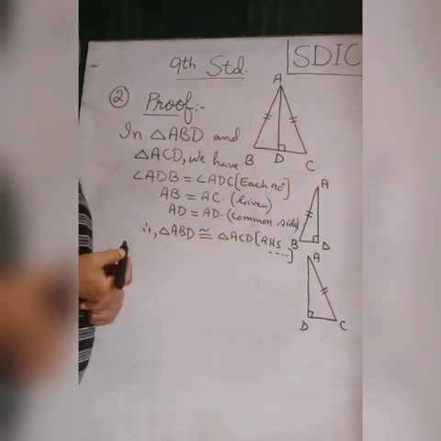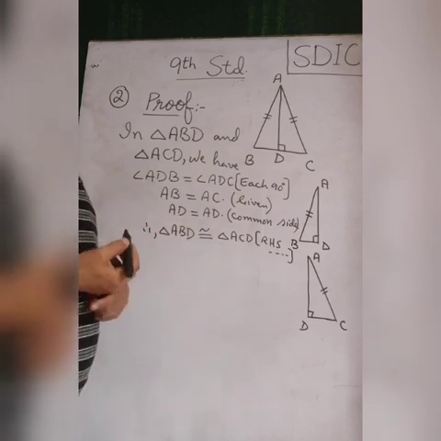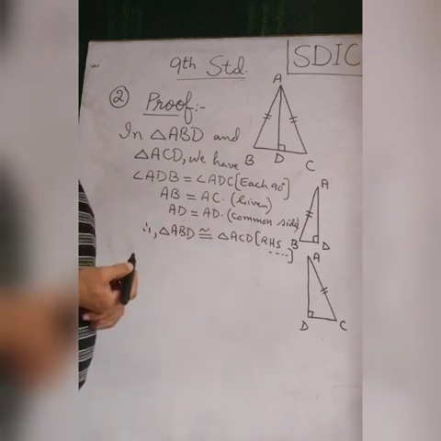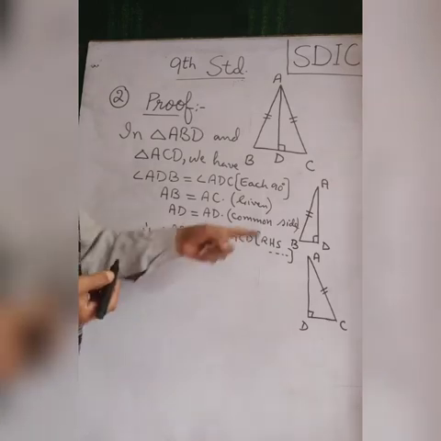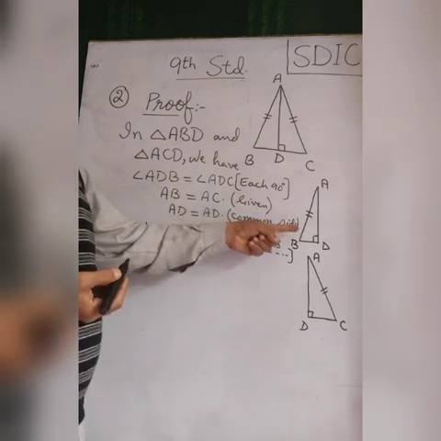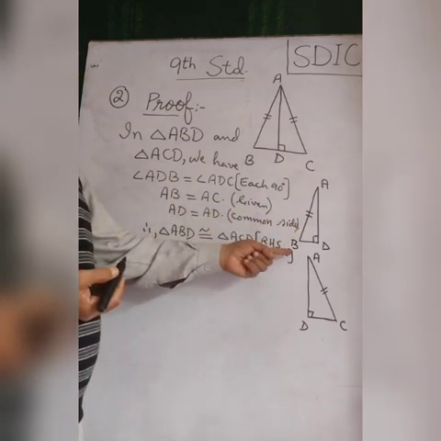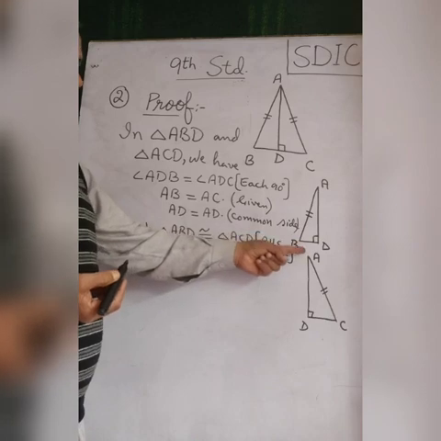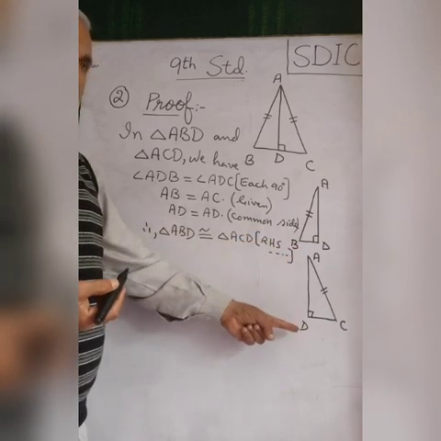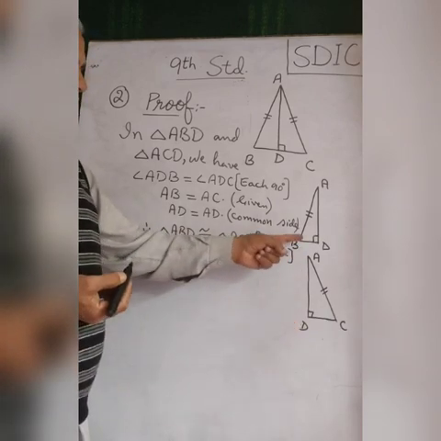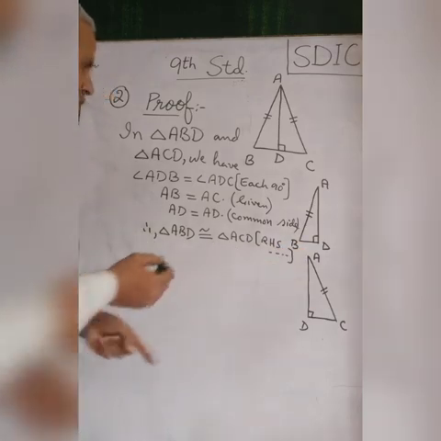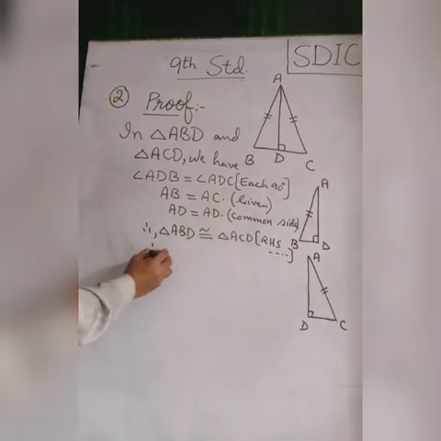And you will have three results of CPCT as discussed earlier. We have so far used two sides. Now one more side is left. From this triangle it is BD side which is left. From this triangle it is CD side which is left. So therefore according to CPCT we'll have BD equal to CD. Right? Therefore BD is equal to CD.